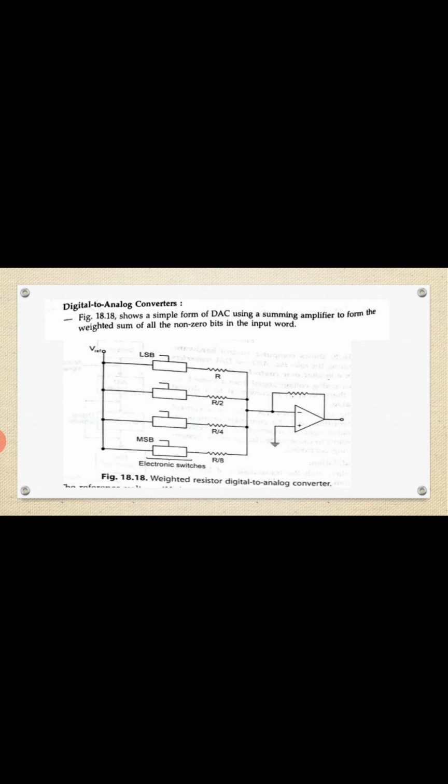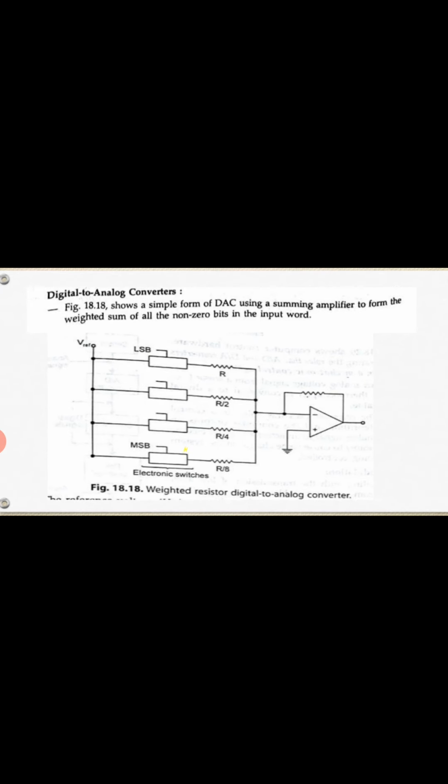There are 2 DACs I am going to discuss. One is the weighted resistor digital to analog converter, and the other is the R-2R ladder. Let us discuss the first one first. Here the reference voltage V reference is connected to the resistors by means of electronic switches which respond to binary 1. The electronic switches from MSB to LSB are used, and V reference is applied.